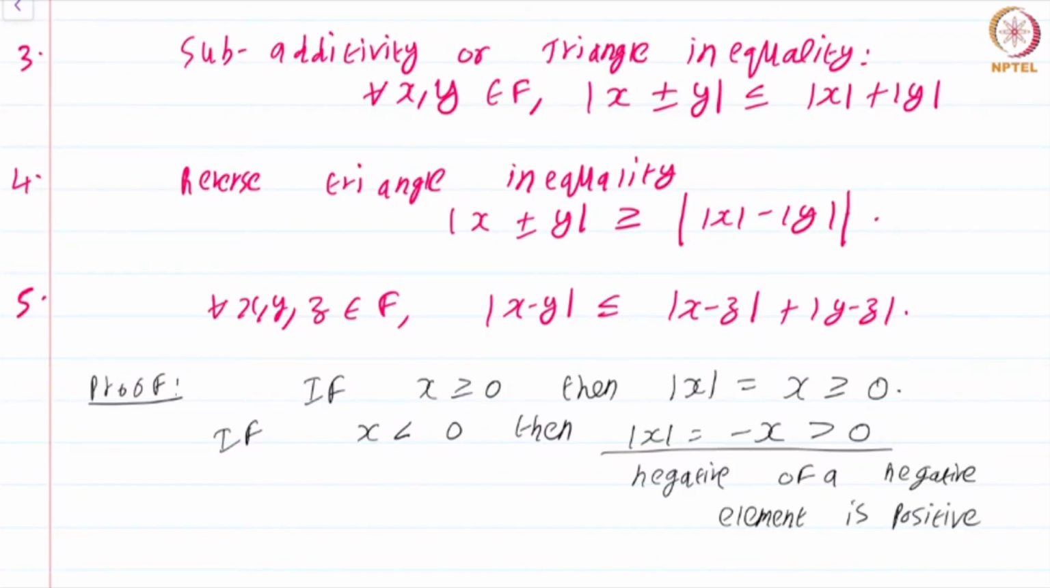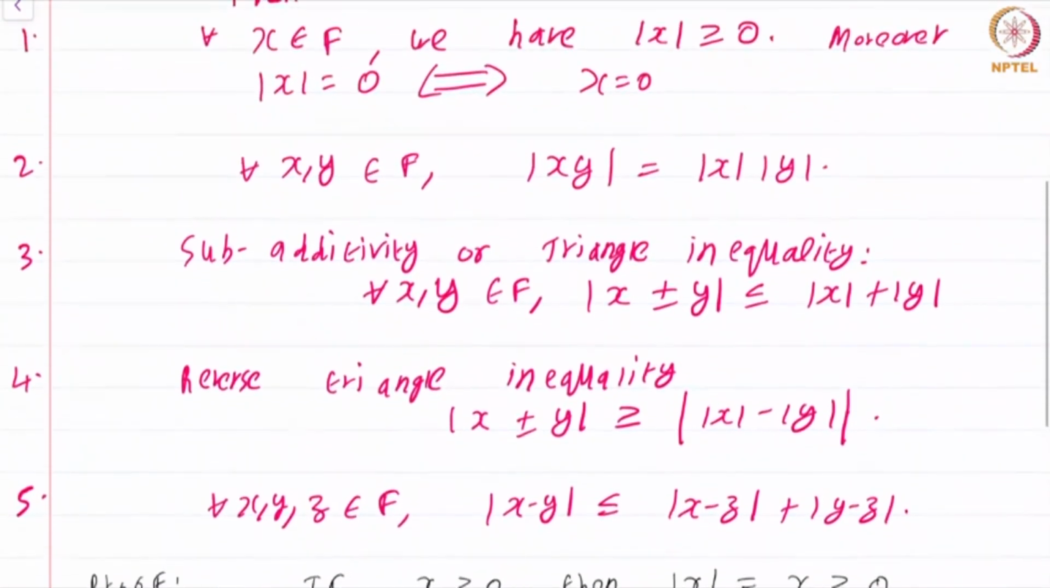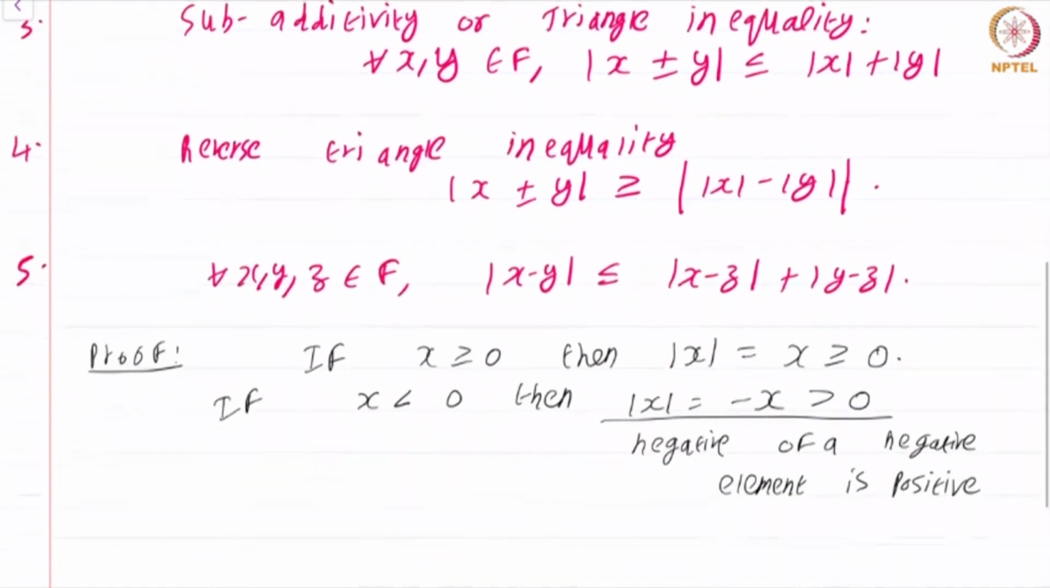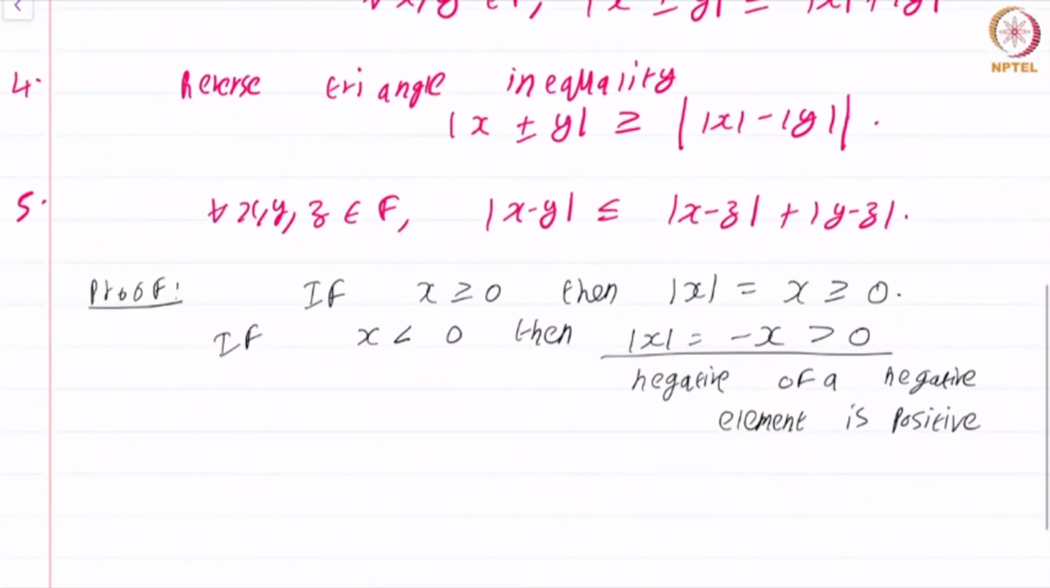Now let me make a remark here. Here the proof is what is known as a proof by cases. We want to prove something, more precisely we want to prove that mod x is greater than or equal to 0, irrespective of what x is. What we do is we split into two cases. The first case is when x is greater than or equal to 0. The second case is when x is less than 0. Then we proceed and give an independent proof for both cases.